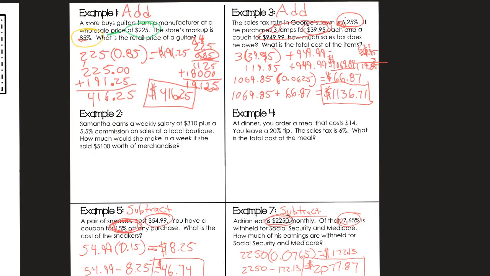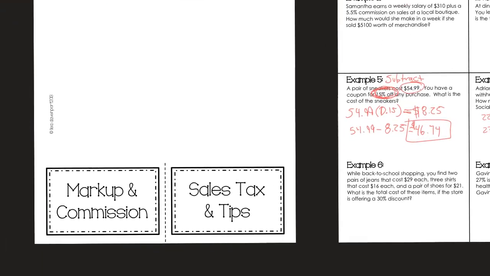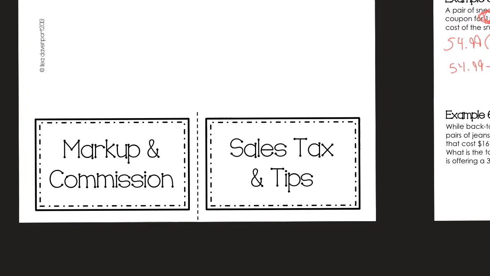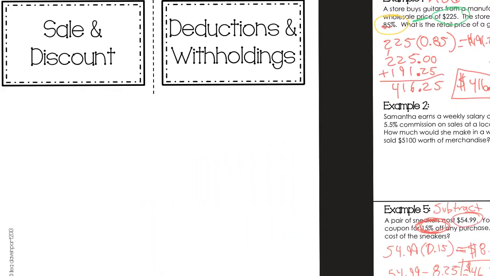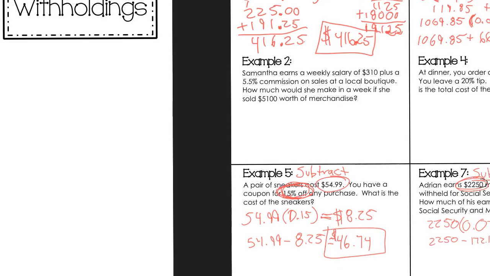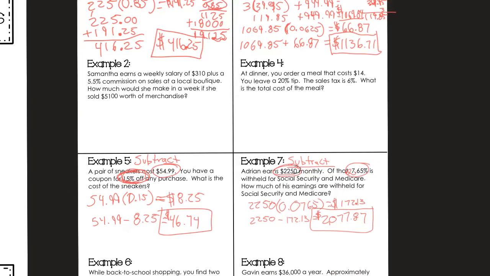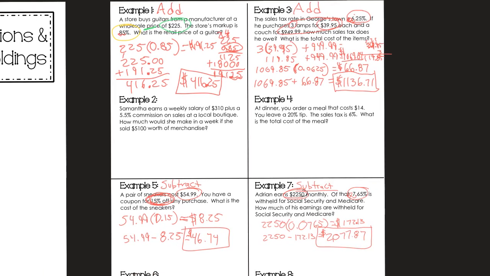So we had 1 for markup, right? And 1 for sales tax and tip. The tip is example 4. We're not going to do that. And then we did 1 for a sale and 1 for deductions or withholdings, all right? So those are our 4 examples. Your paper should look like this. I'm going to leave it up here for another second and fill it all in and make sure it looks right.